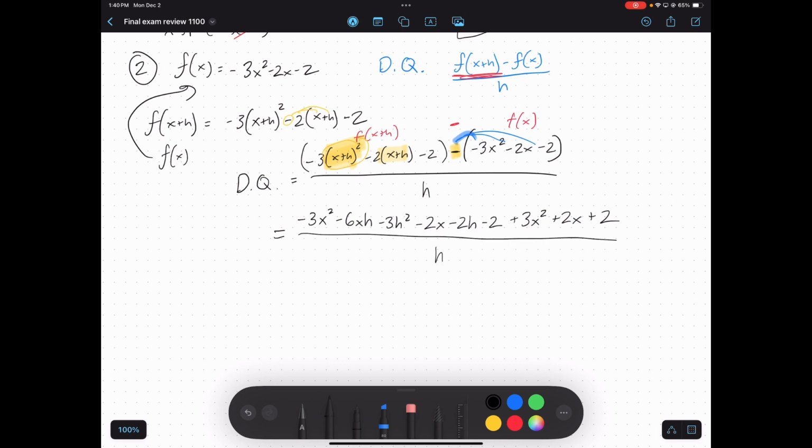Any questions about any piece of this? Okay. These all became positive because I distributed this negative, and negative times negative equals a positive, so that's why all of these are positive. Where does 6xh come from? Well, when I multiply this out, I get x squared plus 2xh, and the 2xh times the -3 gives me negative 6xh.